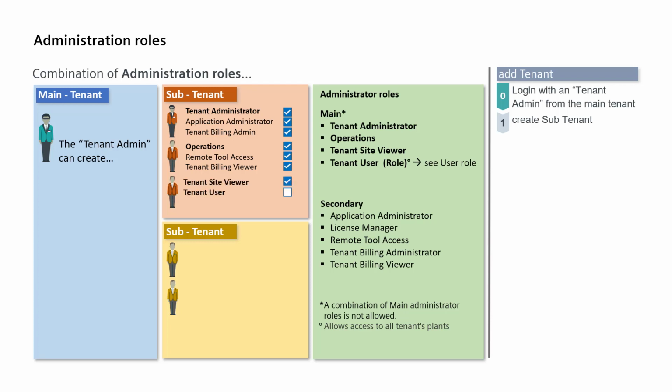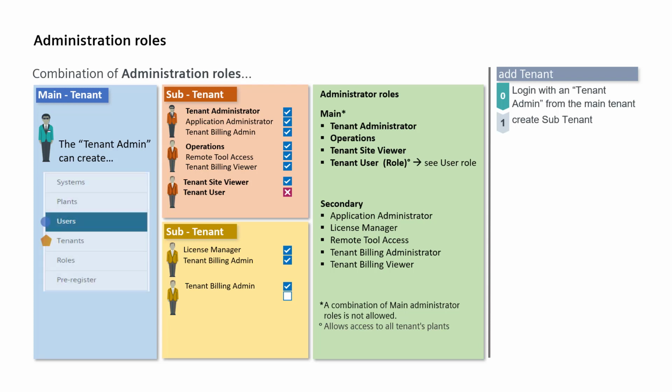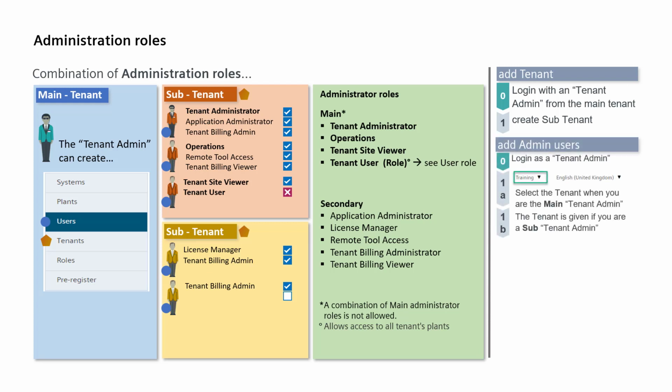The site tenant viewer can activate plants. Main admin roles cannot be combined, while secondary roles are allowed. With regards to the tool, the tenants are created under the menu, Tenant, and new admin roles under the menu, Users. Let's take a look at the workflow when adding a new admin role.